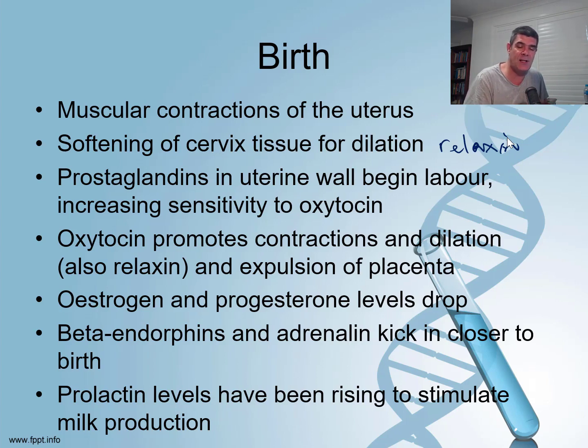At this point in time, the sex hormones, estrogen and progesterone levels drop, and a few other nice chemicals kick in at a very, very difficult stage for the mother, the beta endorphins and the adrenaline, quite close to birth. And one other hormone that's important is prolactin, whose levels have been rising through the last trimester usually, and it's going to be stimulating milk production to nurse the baby.